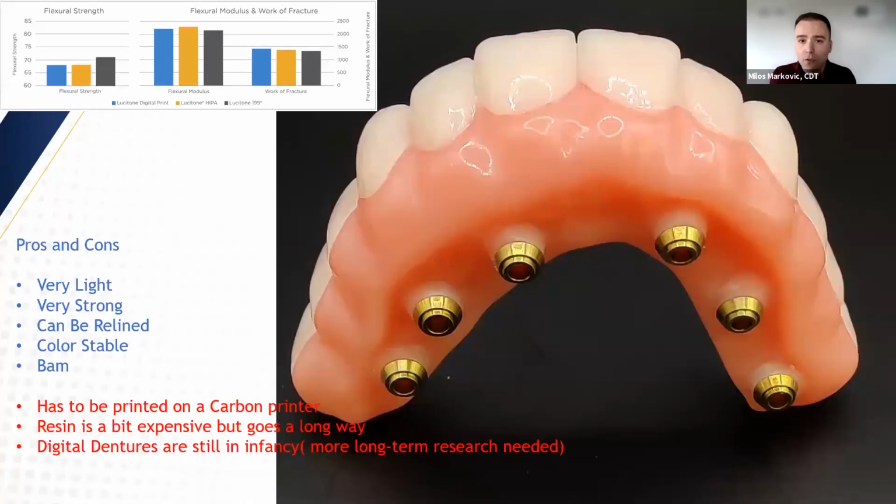As a summary for Lucitone, it's a very light material. It's a very durable material. We tried to run it over and break it and do a lot of things to it. It's not happening, so we kind of gave up on that. It's great because it can be relined, unlike a lot of other materials.